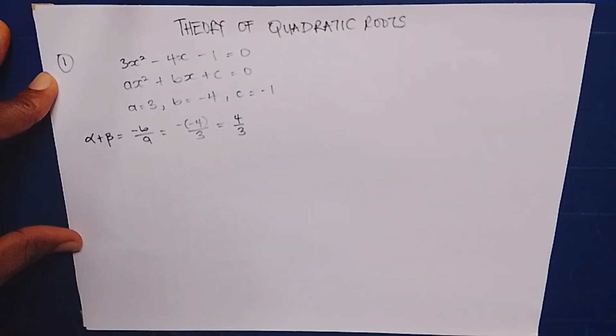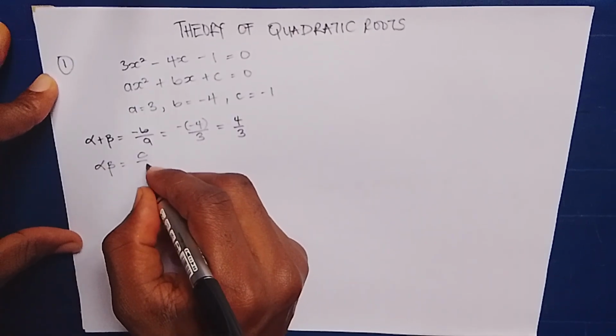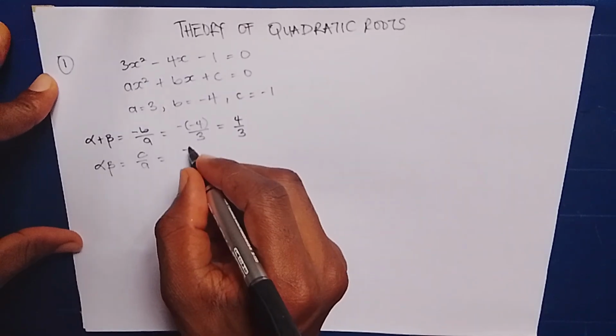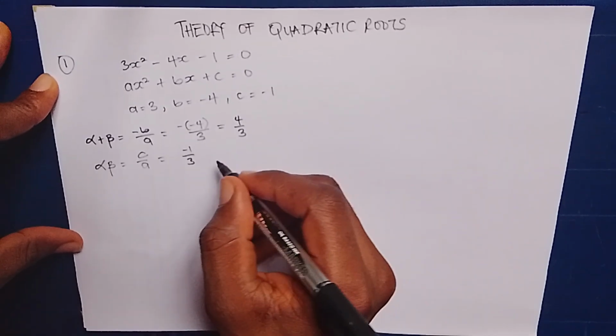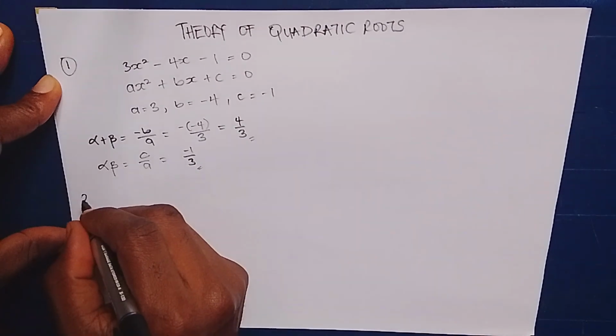And also we're asked to find the product of the roots, alpha beta. Alpha beta is equal to c over a. Now, what's our c? Minus 1. What's our a? 3. So this is the final answer. Let's try another example, number 2.